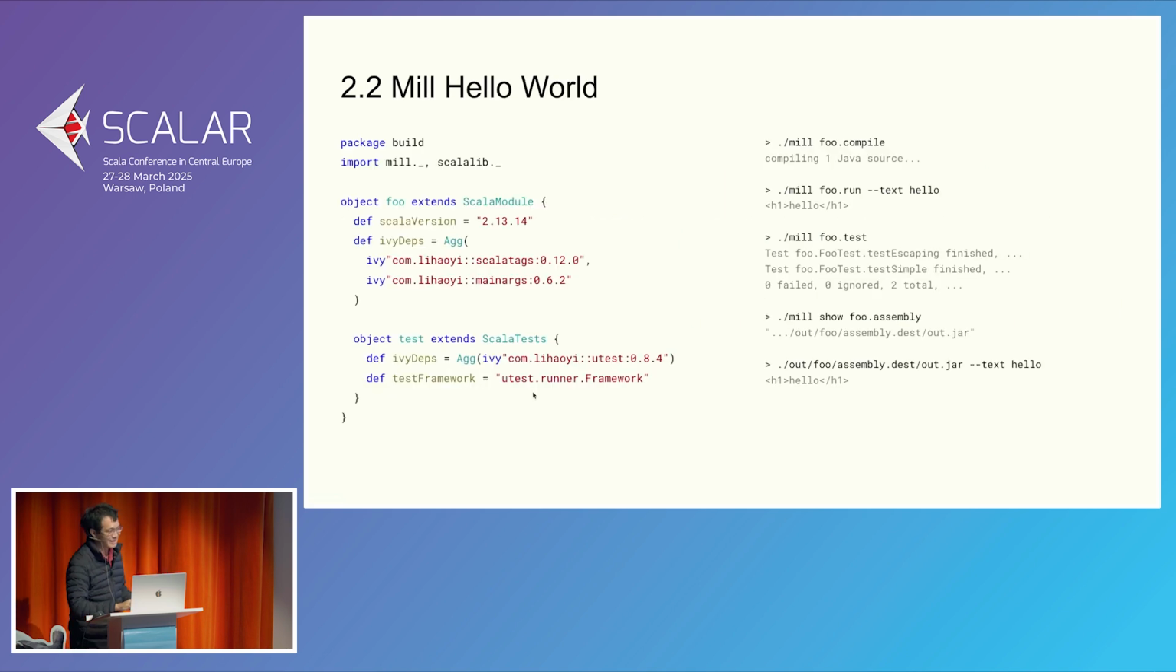So Mill Hello World looks like this. You have an object, Foo, extends ScalaModule, you have some defs. This T dot Seq thing is basically a special kind of sequence. It's going to become a normal sequence in the next major version. For now, it's still here. You define the normal keys like Scala version, dependencies, and test uses another object with the superclass dependencies. And you can compile, run, test, assemble, and so on. So this is just a high-level look at what it looks like in Mill.